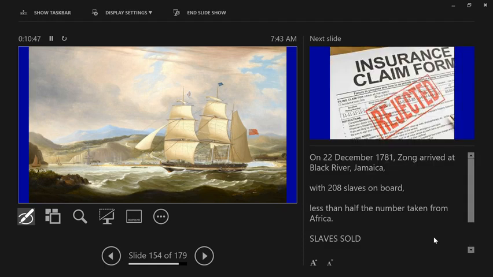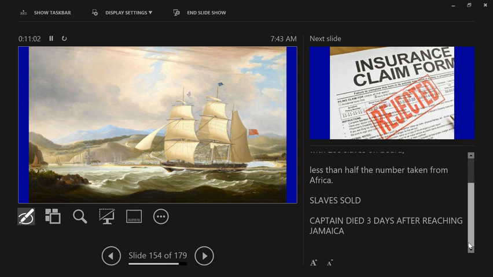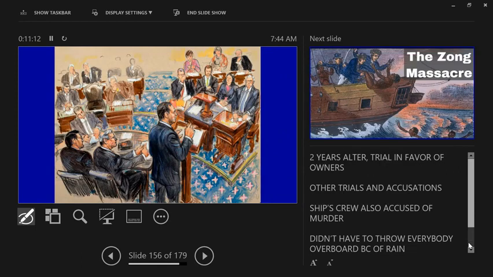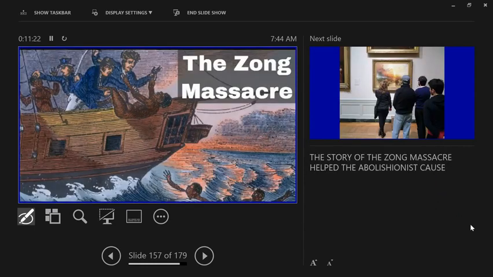And then when the ship finally reached Jamaica with 208 slaves on board, so they lost almost half of the number when they left. So the slaves were sold, and the captain died 3 days later from his illness. So they claimed insurance, and the insurance was rejected. And so the boating company went to court against the insurers, and there were other trials and accusations. And so that's the story of the Zong massacre.